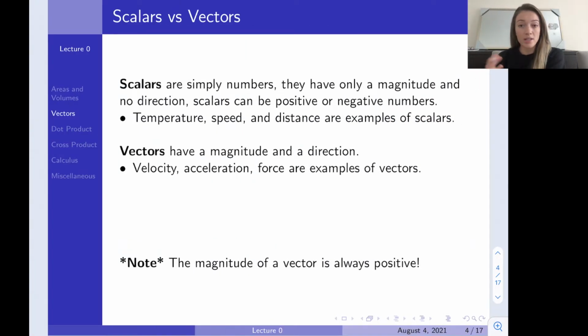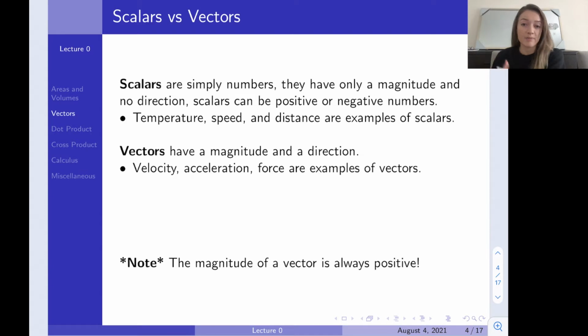Now let's go on to just scalars and vectors. So a scalar is just a number. It has only a magnitude. A scalar can be positive or negative. And the classic examples of scalars are temperature. Temperature is just a number. It has no direction. Temperature, speed, distance, those are all scalars, since they don't have a direction associated with them, they're just a number.